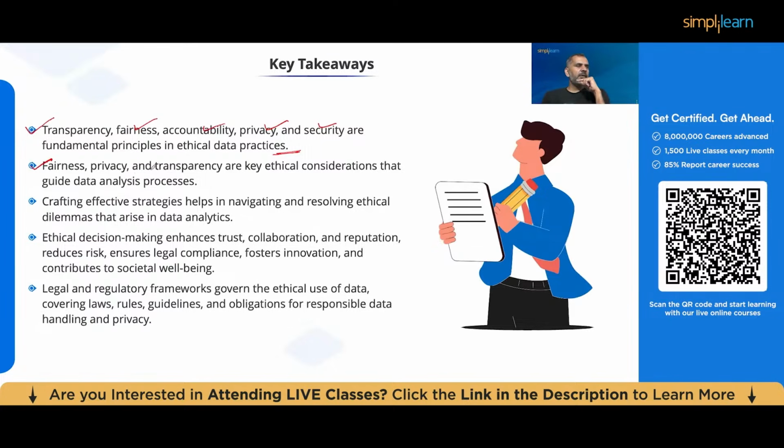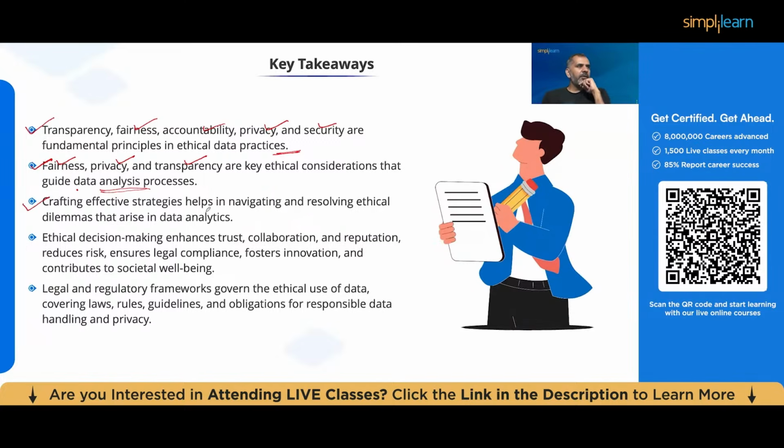Next, fairness, privacy, and transparency are key ethical considerations that guide the data analysis process. When we do the data analysis, we need to be very fair in terms of data collection. We need to maintain the individual's privacy, and we have to be very transparent while collecting data, telling what the purpose is, what information is being collected, and what the intended purpose is. Can I say that for data analytics, these are the three main important key ethical considerations, guys? Are we good with this?